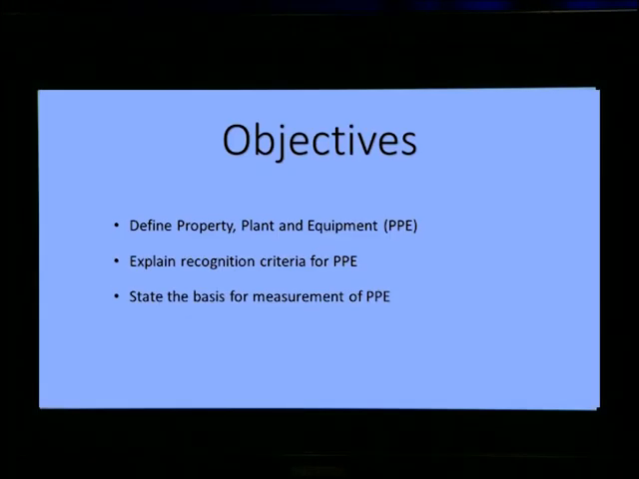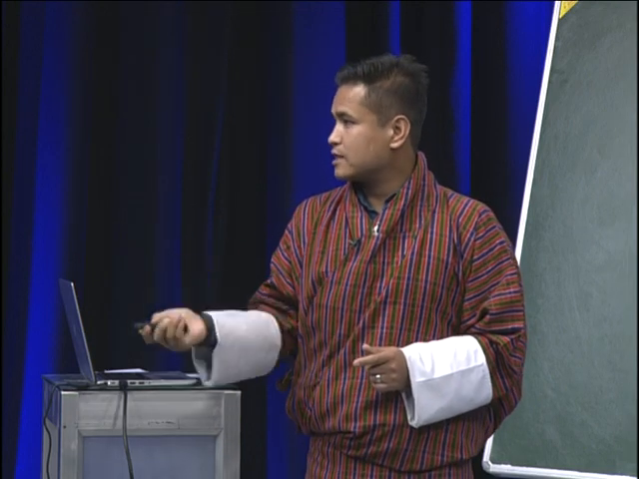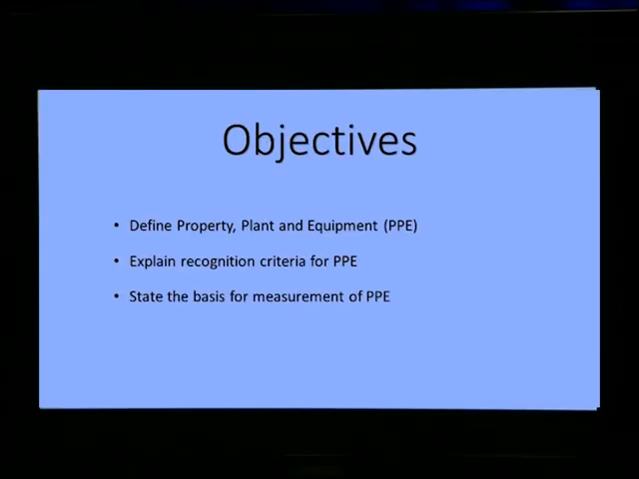So let us see the objectives of this lesson. Objective number 1 is definition of property, plant and equipment. So how can we define property, plant and equipment? That is the first objective. Second one is recognition criteria for property, plant and equipment. When can we recognize whether an item is property, plant or equipment? And third one is measurement of property, plant and equipment. Here measurement means when can we record an item of property, plant and equipment in books of account.